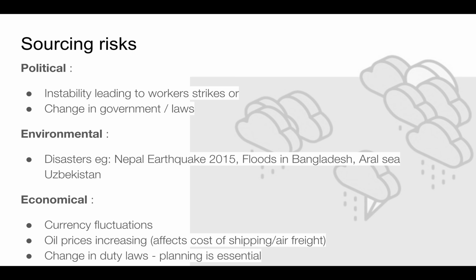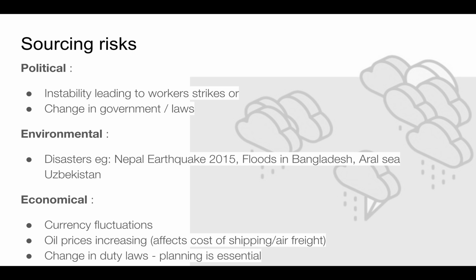An environmental risk would be a disaster. For example, the Nepal earthquake of 2015, floods in Bangladesh, or the Aral Sea becoming dry in Uzbekistan and no longer being able to hydrate the crops. Any number of environmental disasters can pose a sourcing risk.